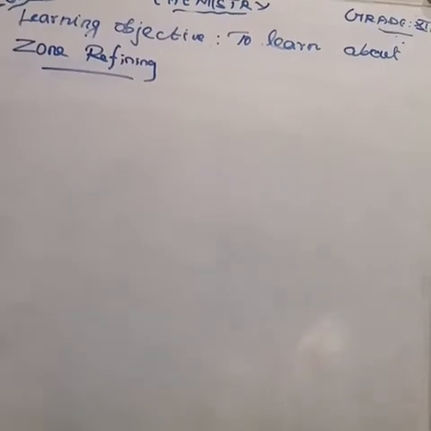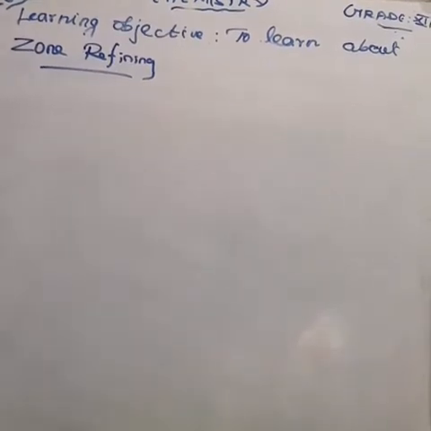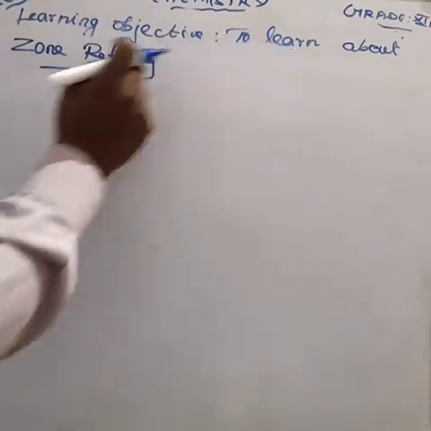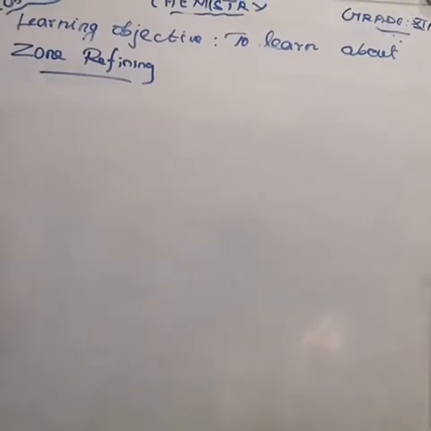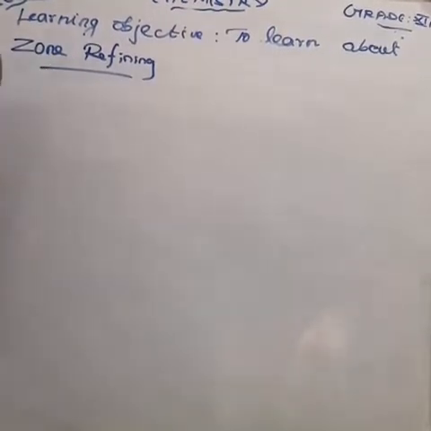Dear children, today our learning objective is to learn about zone refining. In the last class we discussed the refining processes, am I right? The first one is distillation. The second one is liquefaction. The third one is electrolytic refining. Then two more refining methods are also there. The first one is zone refining.